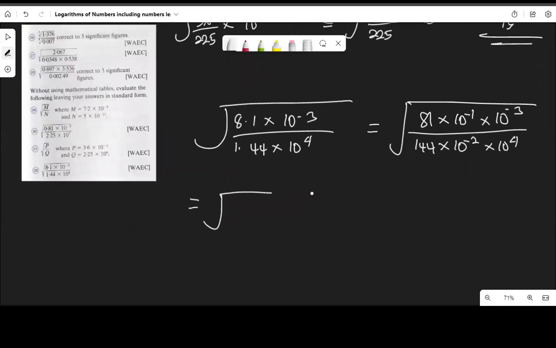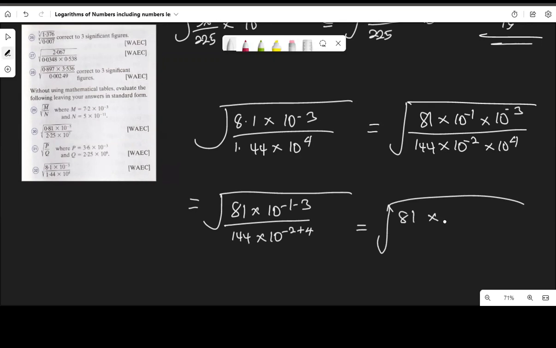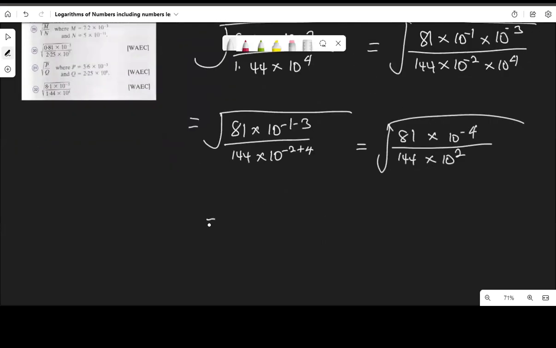This will be square root of 81 times 10 to the power of minus 1 minus 3 all over 144 times 10 to the power of minus 2 plus 4, which is square root of 81 times 10 to the power of minus 4 all over 144 times 10 to the power of 2, which gives us square root of 81 times 10 to the power of minus 4 minus 2.